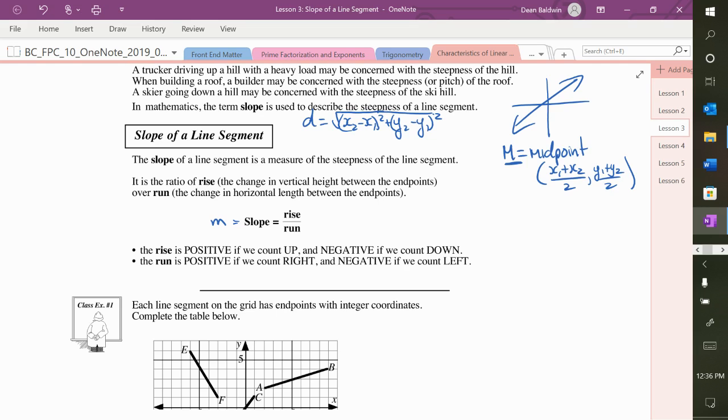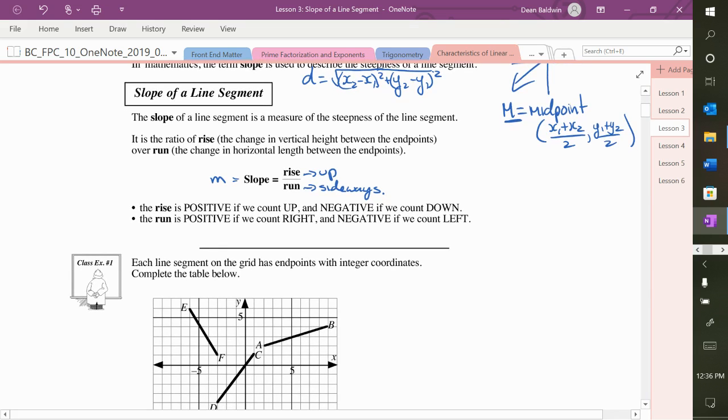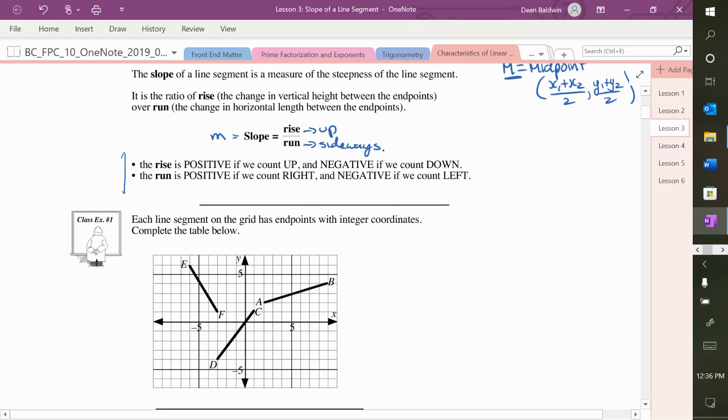The formula for it is the rise over the run. The rise is basically up. The run is side to side. I'll just say sideways. The rise is how fast you're going up, and the run is how fast you're going side to side. All right, let's just practice this. We'll talk about this as we do it. So we'll come back to that.